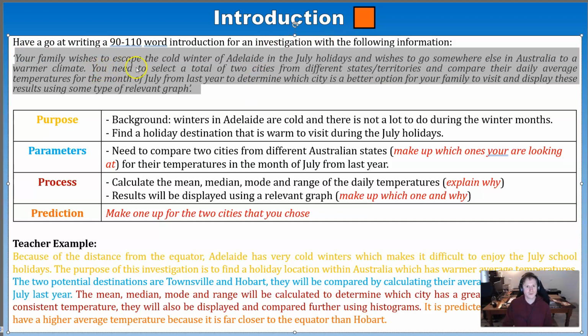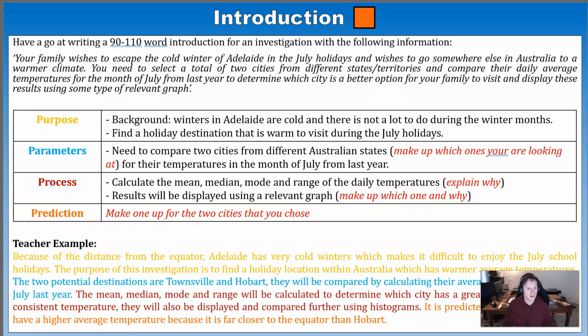Your family wishes to escape the cold winter of Adelaide in the July holidays and wishes to go somewhere else in Australia to a warmer climate. You need to select 2 cities and compare their daily average temperatures for the month of July to determine which city is a better option for your family to visit and display these results using a graph.